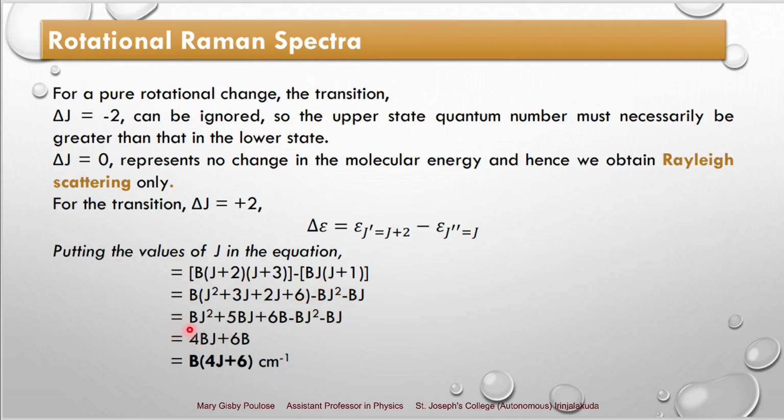Rearranging, we get Bj square plus 5Bj plus 6B minus Bj square minus Bj. Here we have this term 5Bj minus Bj, that gives 4Bj. Bj square and minus Bj square cancel out, and the remaining term is plus 6B. Hence, taking B outside, I get B into 4j plus 6 centimeter inverse.